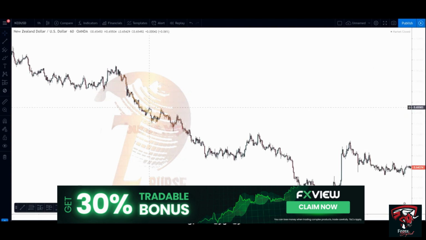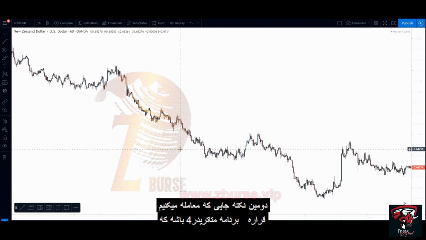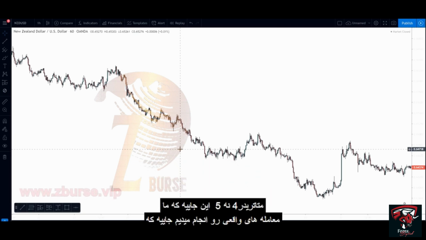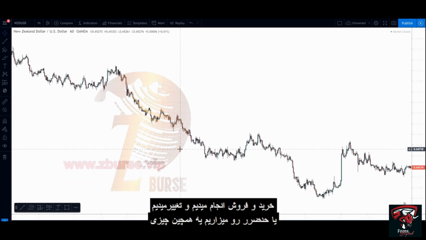Second thing, where we trade from is going to be the MetaTrader 4 app. MetaTrader 4, not 5, but 4. MetaTrader 4 is where we're going to make our actual trade. That's where we're going to input our buys, our sells, and change our stop loss, stuff like that. That's the app we use.